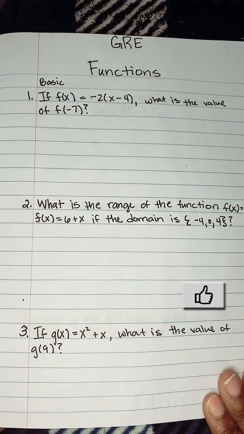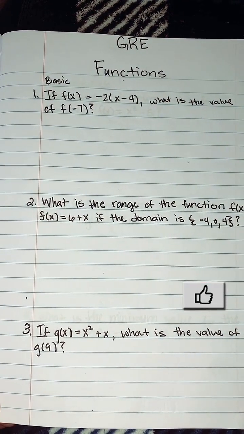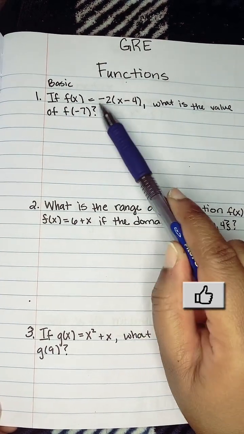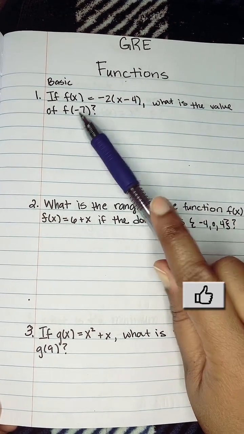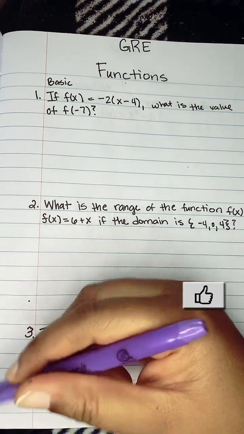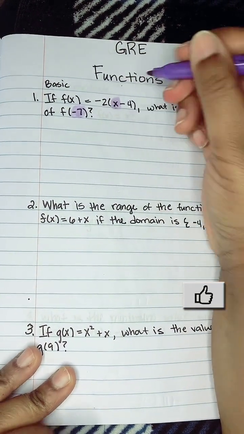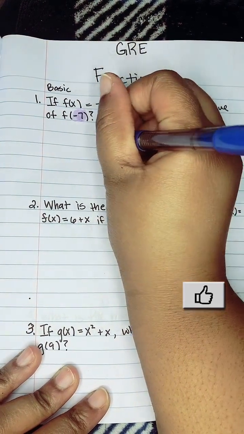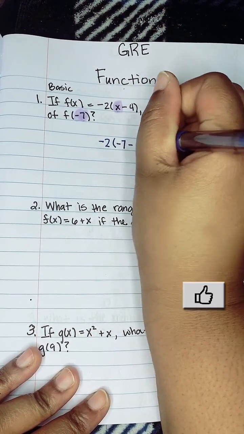All right, let's keep on going. So we're using basic math, okay? This is the basic for the GRE. So we're doing very beginner stuff. If f of x equals negative, parenthesis x minus 4, what is the value of f of -7? So again, remember, when it's asking you -7, you're plugging that in for the x. So we can write this as -1 times the quantity -7 minus 4.